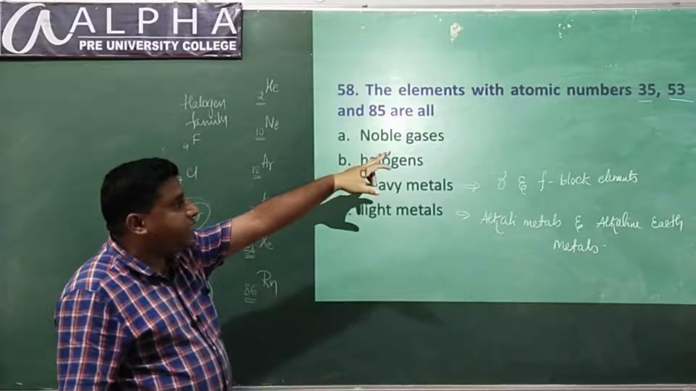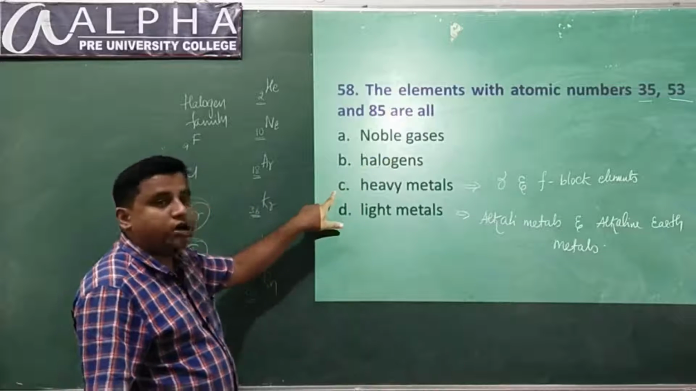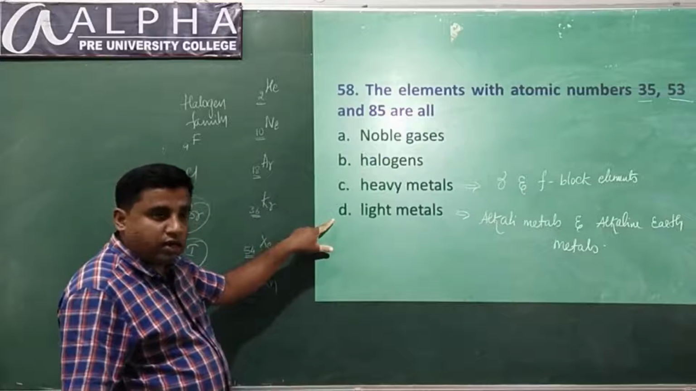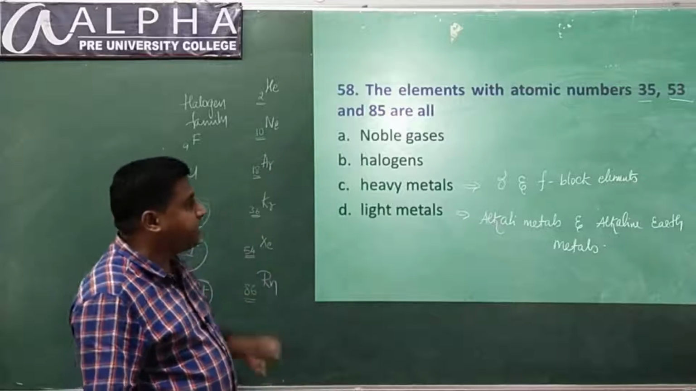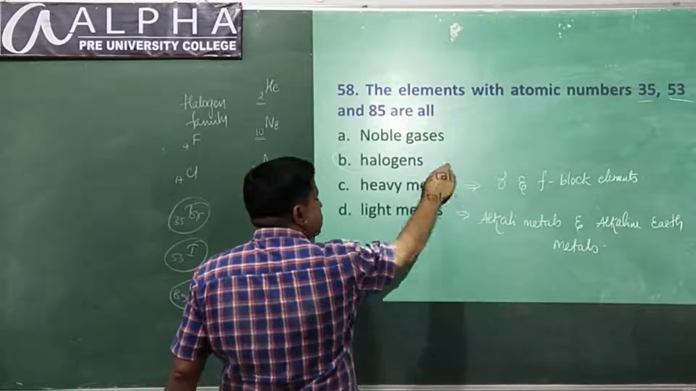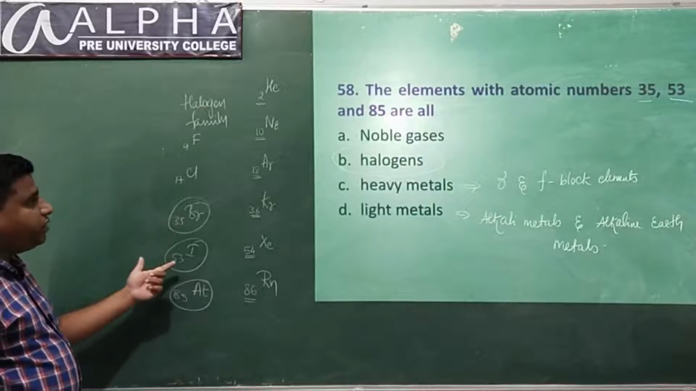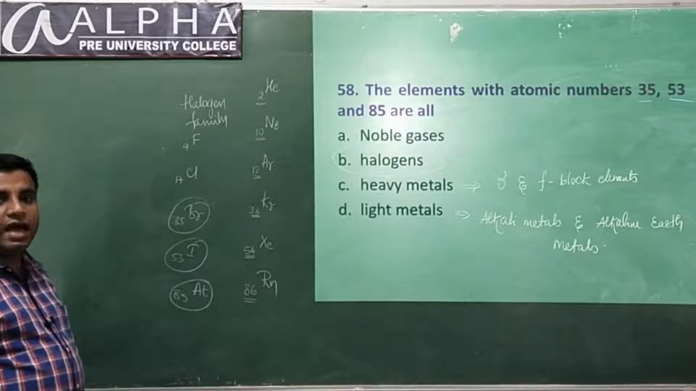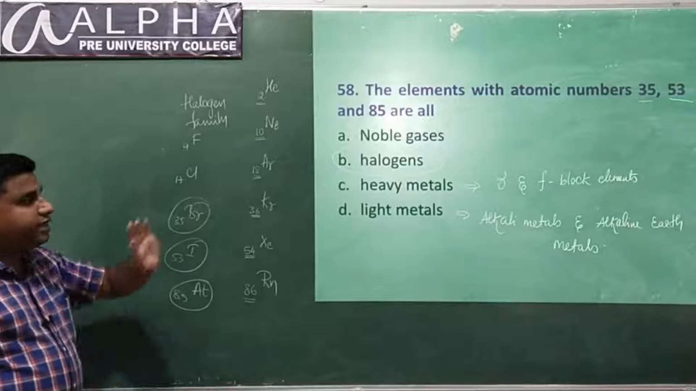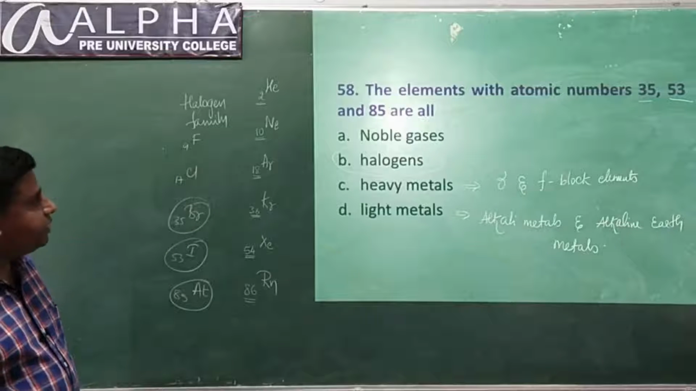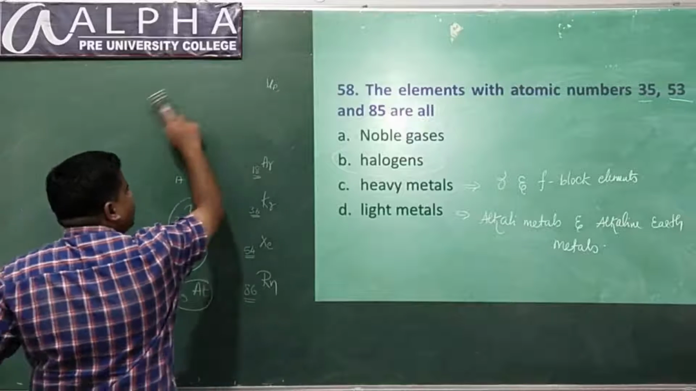The elements with those atomic numbers are not heavy metals, not light metals, and not noble gases. They are halogens. Which is the element with atomic number 35? Bromine. 53 is iodine, and 85 is astatine. So the correct answer is option B. Okay, next question, students.